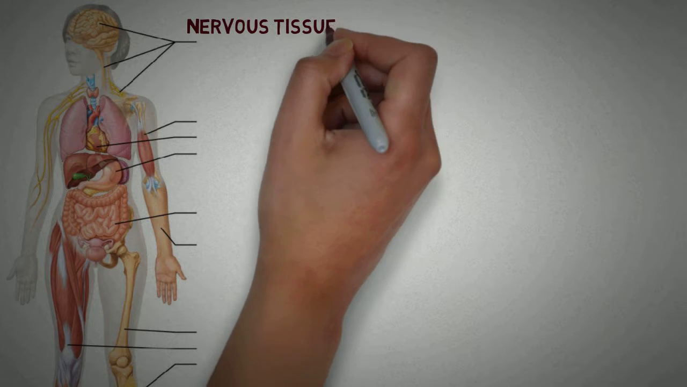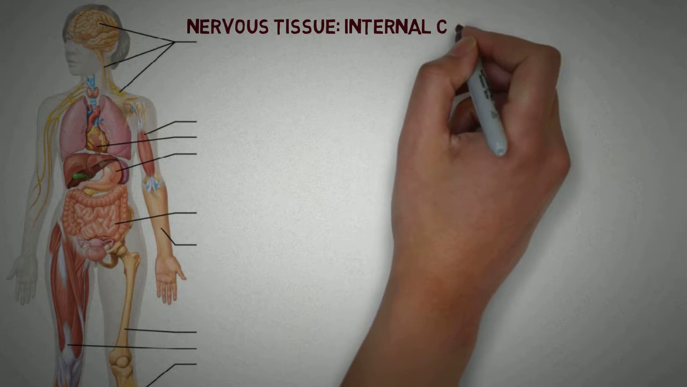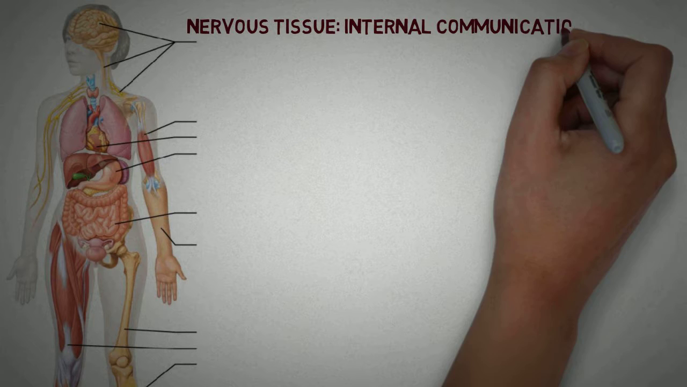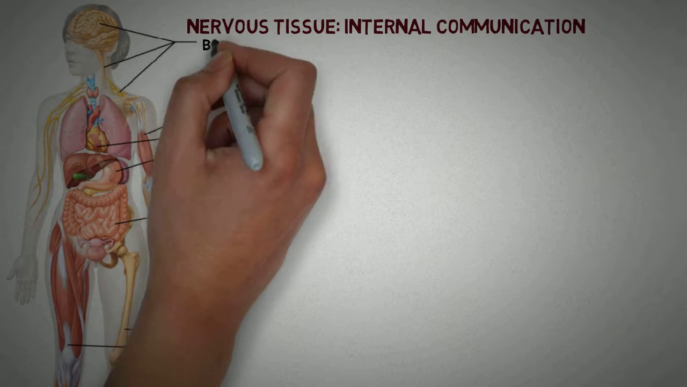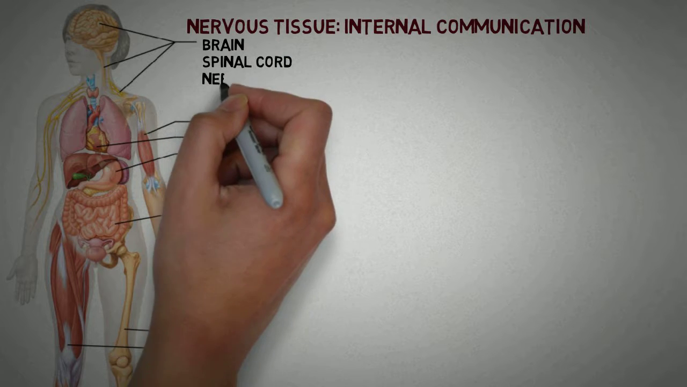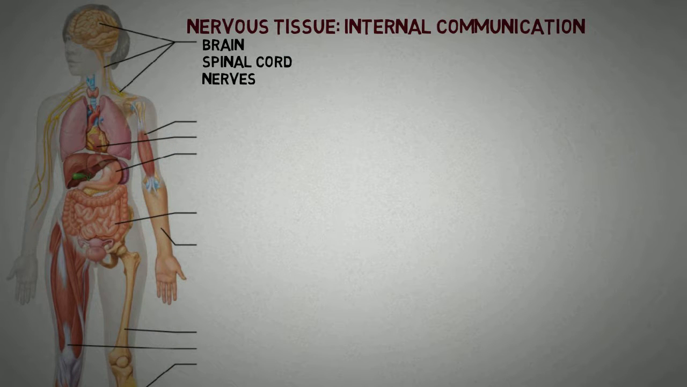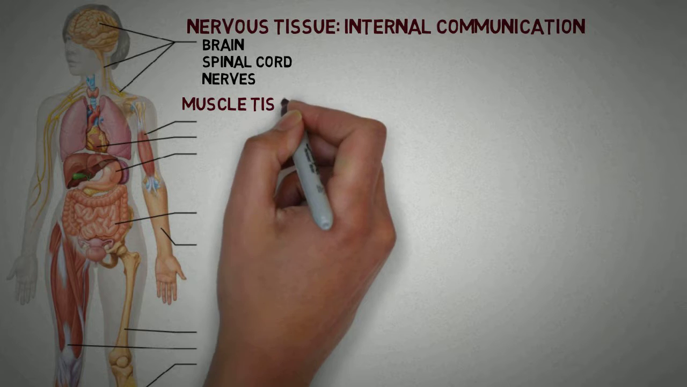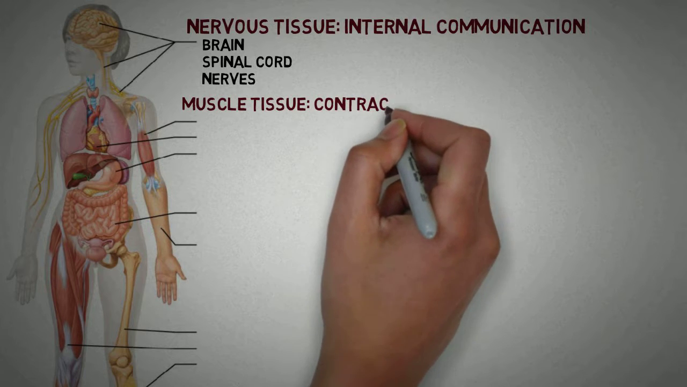So the 4 tissue types that we'll look at start off with nervous tissue. Now, nervous tissue, as you know, is pretty much our most internal communication system. If you lose the nerves, things don't work. That includes our brain, spinal cord, nerves. These are all organs that contain nervous tissue.